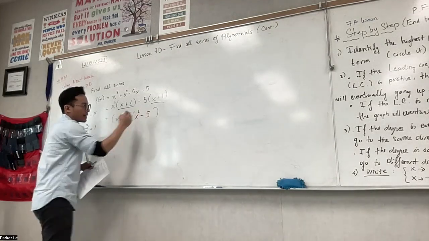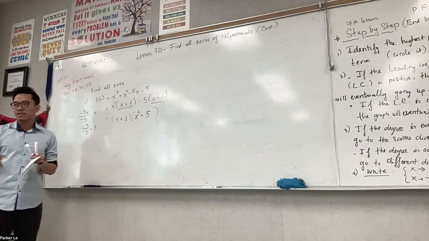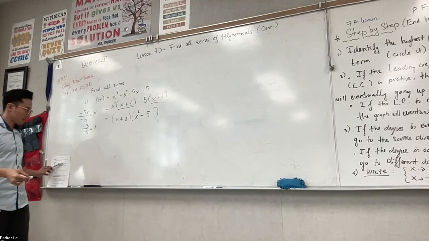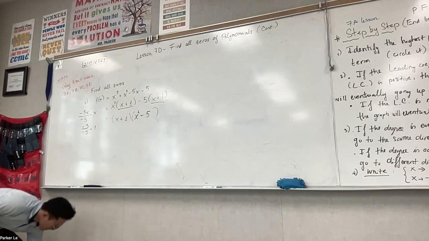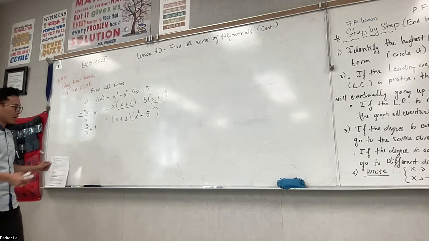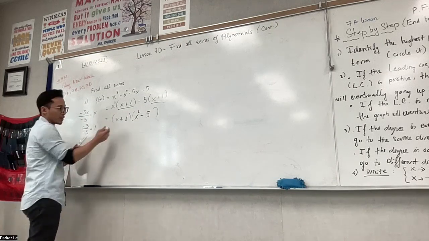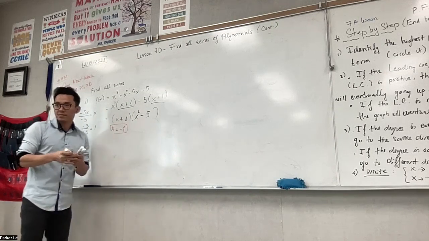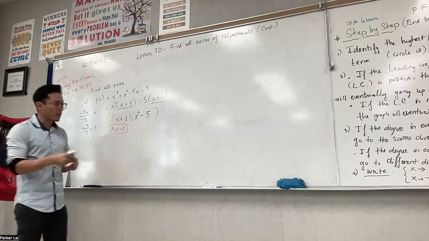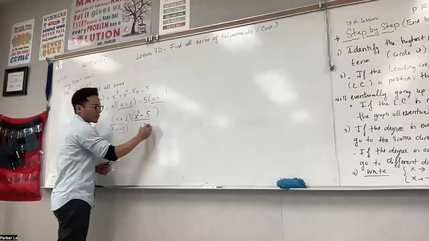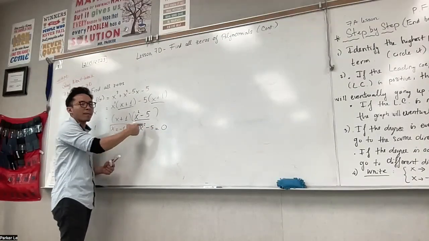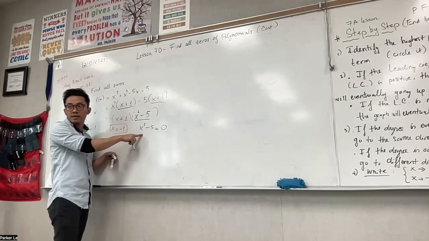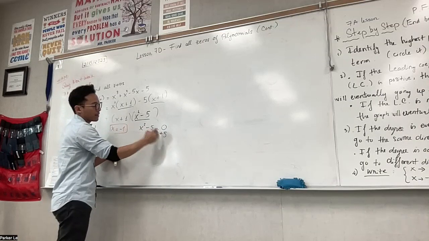X squared minus 5. What is the solution? Let's do the first one first. What is the solution for this? Negative 1. Okay, how about this? You let them equal to 0 and solve. So x squared minus 5 equals 0, right? How can I solve for x? Plus 5. All right, cancel this out.